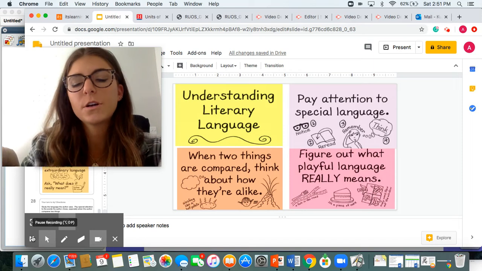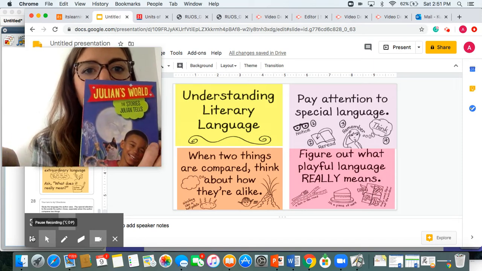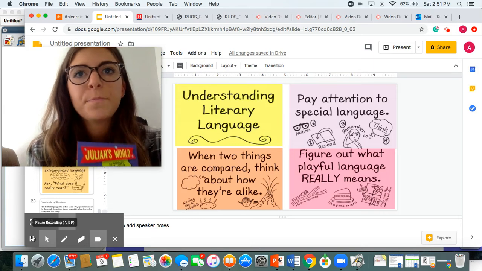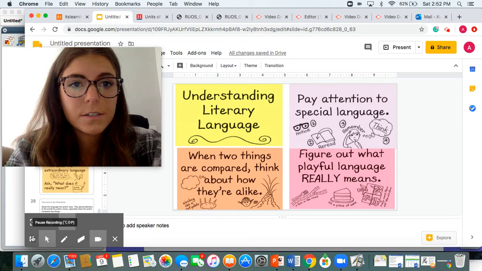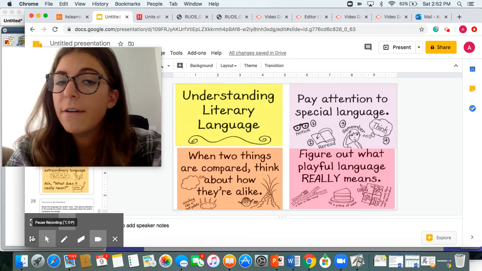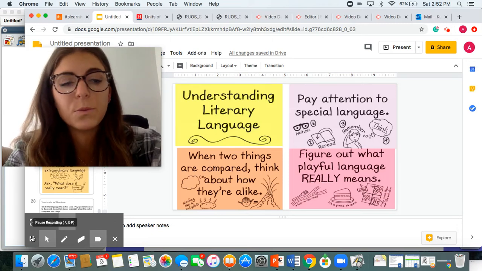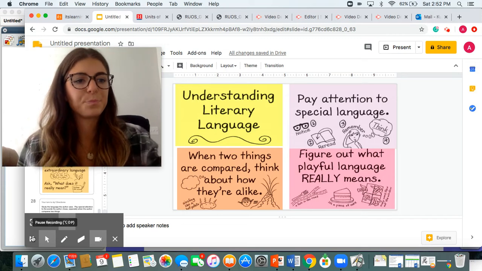My examples are coming from the book called Julian's World, the stories Julian tells, which some of you might have read this year with your teacher. But I'm going to read the first 2 pages anyway if you have not read it yet. That way you still understand the context and what's going on in the story. So here we go. I'm going to read the first 2 pages for you.